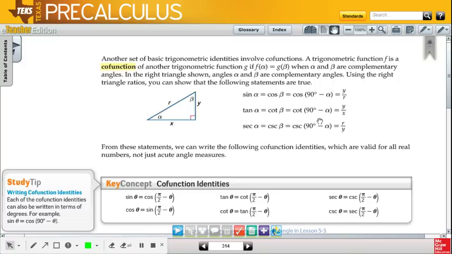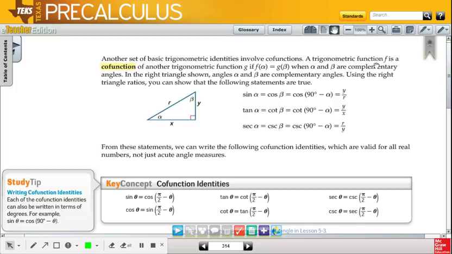For the next set of identities we're going to go over, it's called cofunction. Now, in the information at the top is a description of cofunction. So as the textbook stated, another set of basic trigonometric identities involve cofunctions.